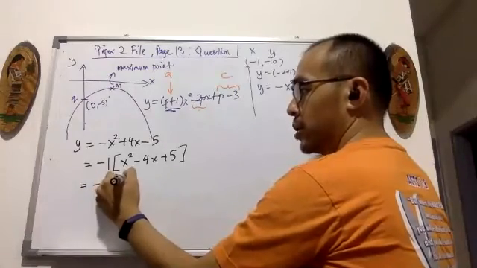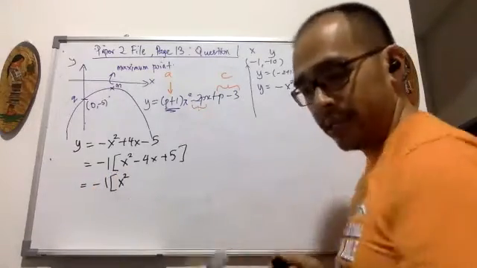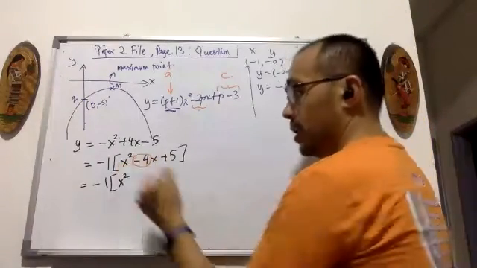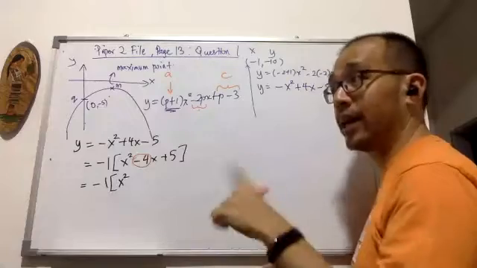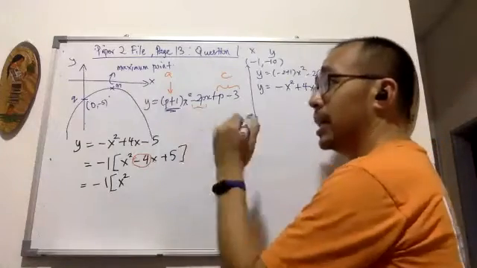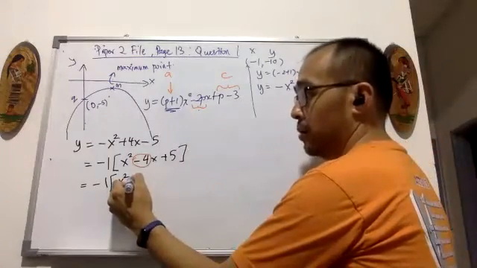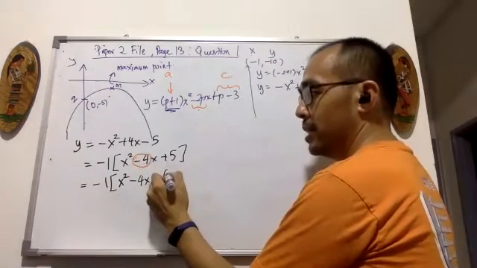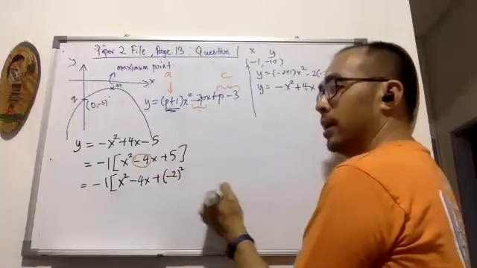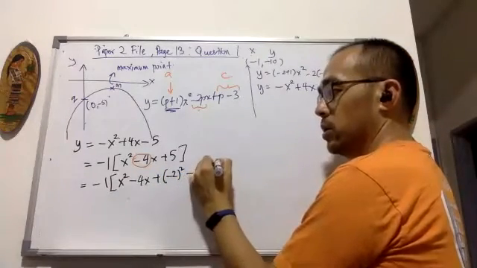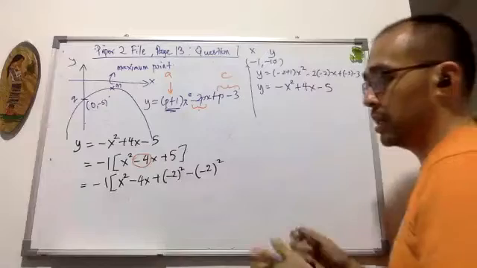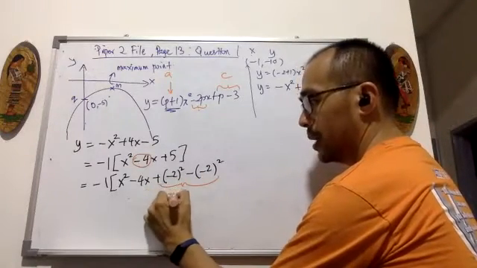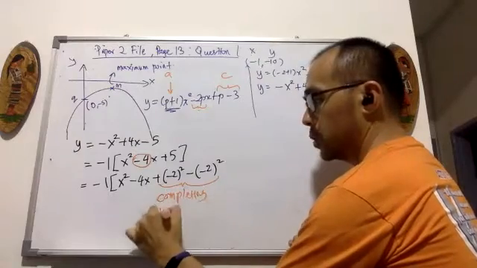How many of you remember what completing the square is? Completing the square is taking the center number, the negative 4, dividing it by half, and then squaring it. So it will be minus 4x, plus half of this, which is minus 2, squared. Minus 2 squared. This is what we call completing the square.